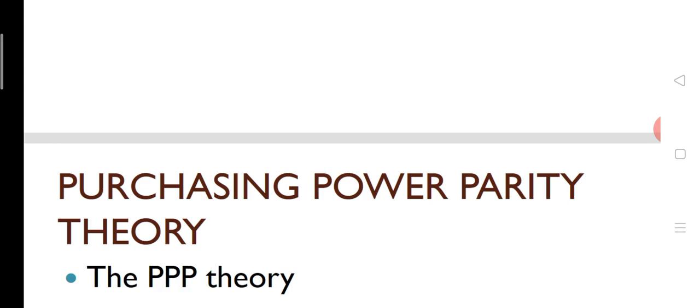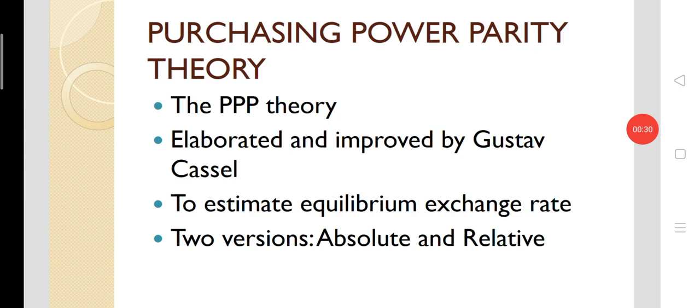It has two versions as well. One is the absolute version of purchasing power parity theory. The second one is the relative version of purchasing power parity theory. This is to estimate the equilibrium rate of exchange between two currencies. It depends on the price level and change in price level in two nations.